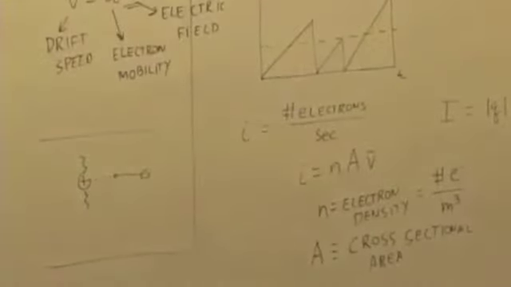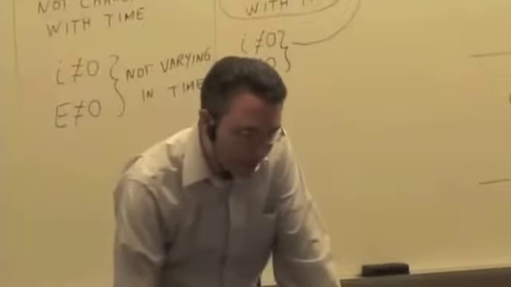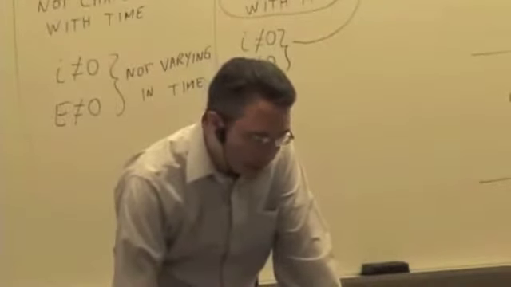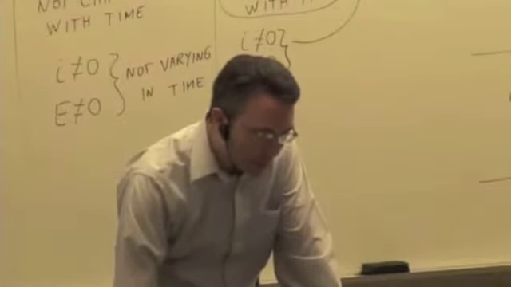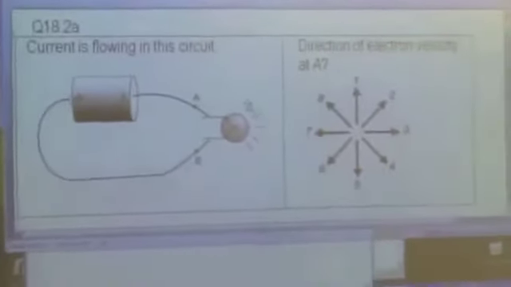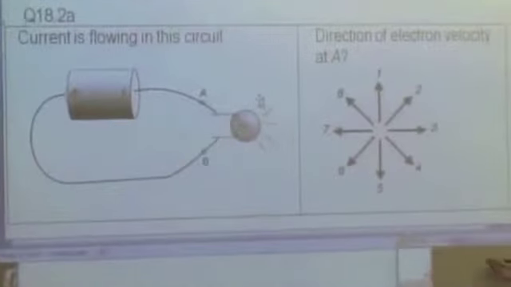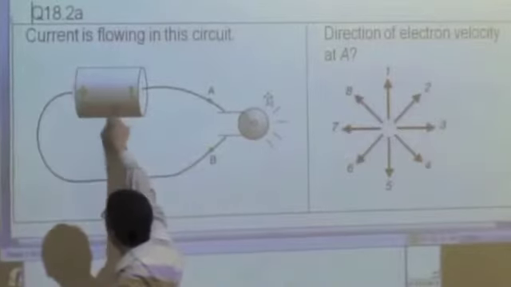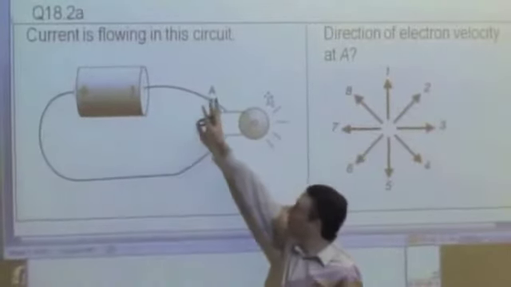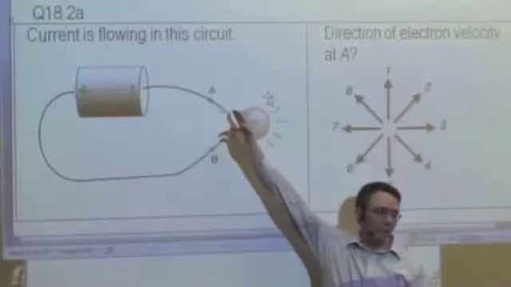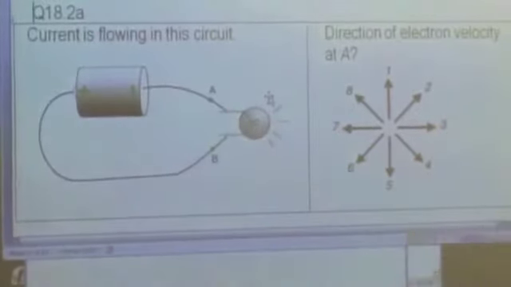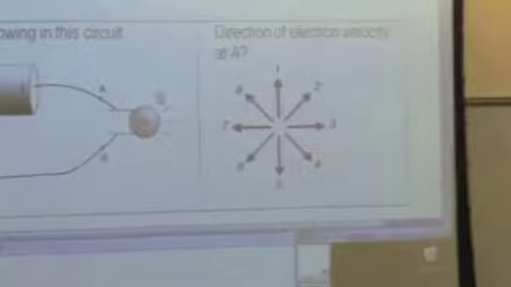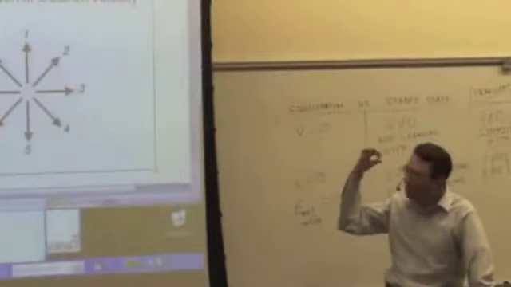But I want to focus on a steady state situation for right now and see if we can learn something about it. And let's ask a question here. In fact, let's back up a little bit. If I have a battery, and this is the positive terminal of the battery, and this is the negative terminal of the battery, what direction are the electrons moving at A? How do they move? They move toward the negative or away from the negative? They would move away from the negative, right?